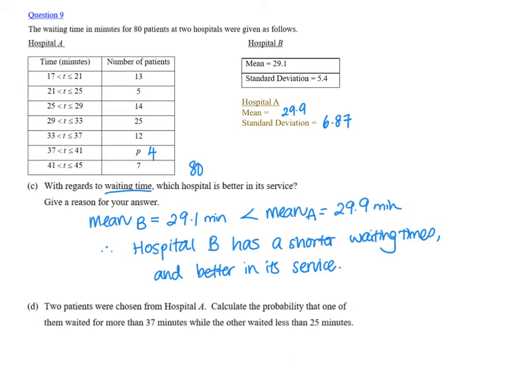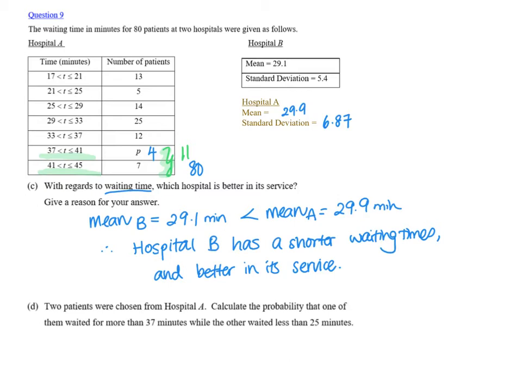Okay, now in this case, they want us to calculate the probability that one of them waited for more than 37 minutes. Let's find where is the timing that has more than 37 minutes. More than 37 minutes, so that will be these 2 intervals. More than 37 will give you a total of 11 patients. So there will be a total of 11 patients who take more than 37 minutes.